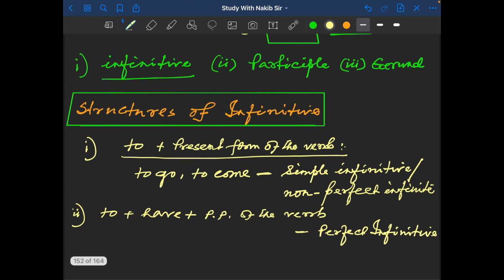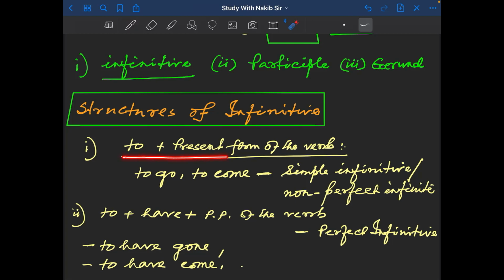See the example. To have gone, to have come, etc. So structurally we get two types of infinitive. That means infinitive is formed in two ways.